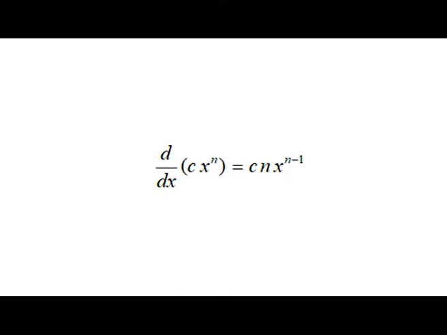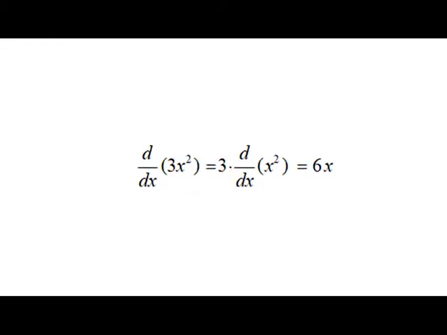In particular, using the constant multiple rule of differentiation and the power rule for positive integers, we obtain: if n is a positive integer, then d upon dx of c x power n equals c times n x power n minus 1. As another example, since d upon dx of x square equals 2x, d upon dx of 3x square equals 3 times d upon dx of x square, which equals 6x.